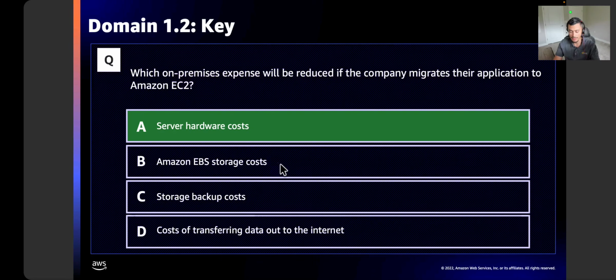It has nothing to do with Amazon EBS storage costs. That's still something that we need to pay for, given that we're using EC2, so we have block level storage. Storage backup costs are also something that we still have to account for, and the cost of transferring data to the internet, right? If we're doing that, then we still need to pay for that. So the correct answer is the server hardware costs.